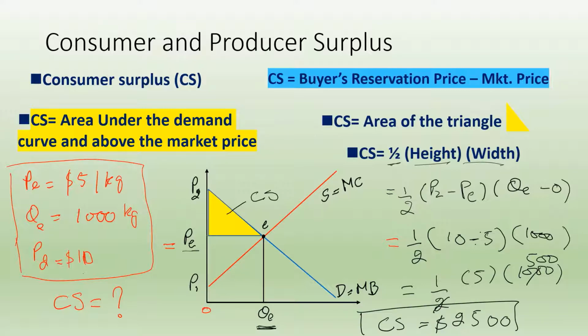So this is the way you can calculate the consumer surplus by just calculating the area of the right angle triangle that covers the area under the demand curve and above the market price.